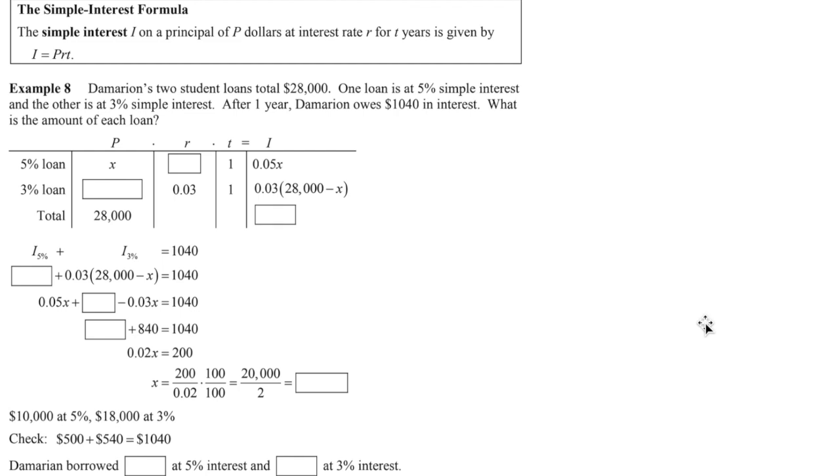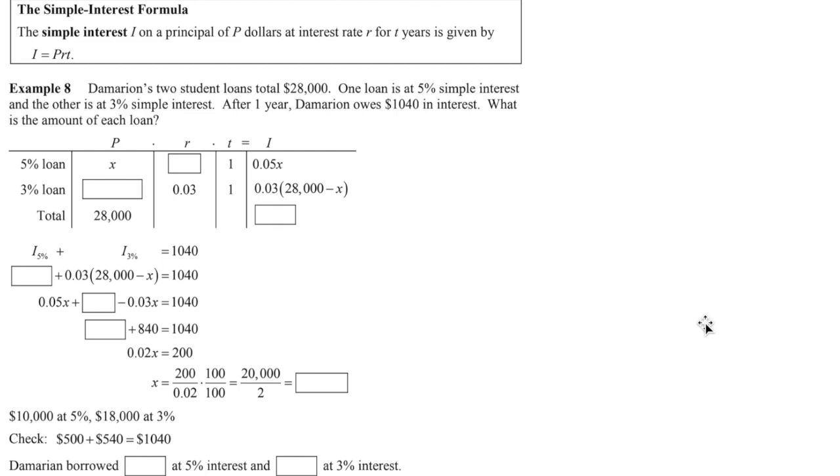The simple interest formula: simple interest I on a principal P, the amount that we're investing, at a rate R for T years, is given by interest equals principal times rate times time. Again, T has to be in years.